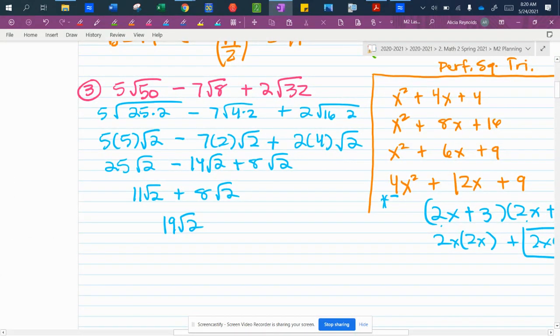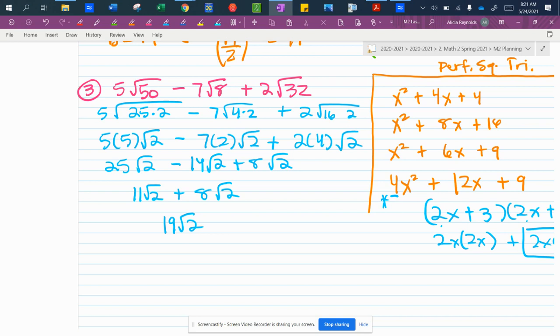I'm going to leave it zoomed like this because I see some of you are still writing, but in the video it is zoomed in a little bit. For number 3, I have 5 root 50 minus 7 root 8 plus 2 root 32. Anytime you see addition and subtraction with different roots, the first thing you should do is simplify these roots.